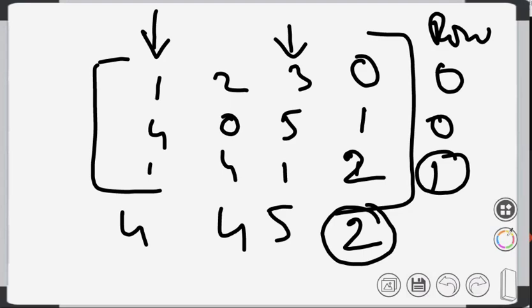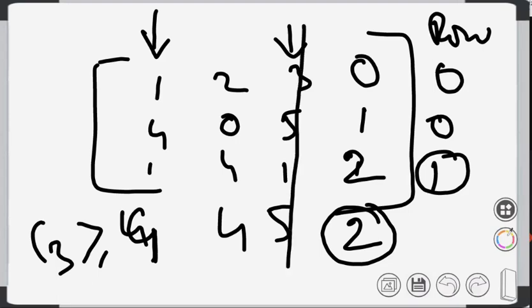Yes. Three is greater than one. 5 is greater than 4, and 1 is equal to 1. So C3 is greater than or equal to C1, isn't it? So C3 will be dropped. In case of columns, the third column will be dropped. So I drop column 3.